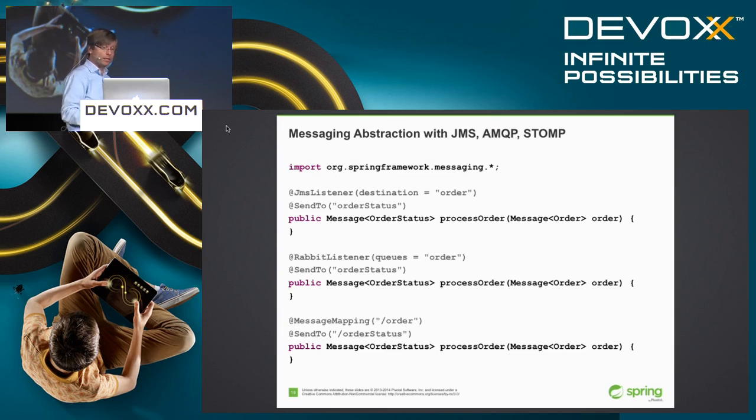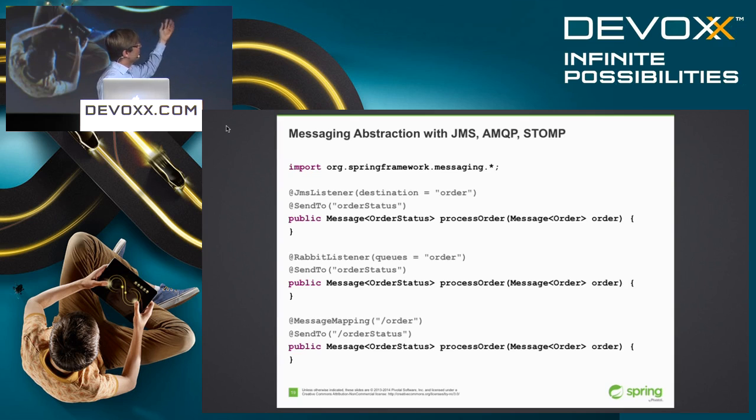Annotation-driven messaging endpoints as of Spring Framework 4.1. And not just for JMS in the first version, also for AMQP, using the AMQP protocol and the RabbitMQ client library to talk to an AMQP-based message broker, non-JMS-based, right? Not using the JMS APIs. RabbitMQ is the typical example. That comes out of the Spring AMQP project.